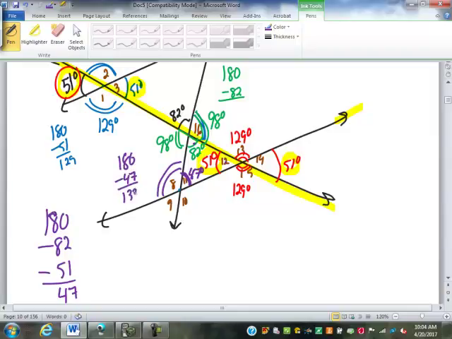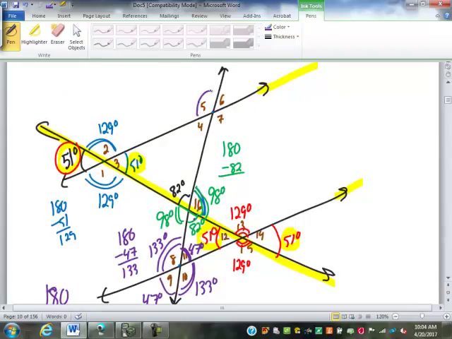Now that I know that's 47, what's 8 have to be? 180 minus 47 is 133. What's angle 9 have to be? 47. Angle 10? 133. Up here, what's angle 5 have to be? Well, this one would lie on top of that one, right? So the 133 is actually going to lie on top of that. So that means the 6 has to be 47, 133, 47.